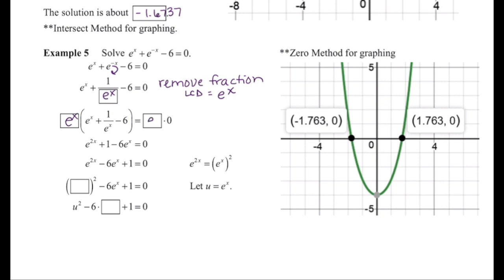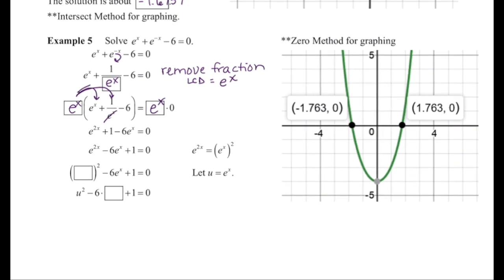And what we do to the left side, we have to do to the right side, but we know that 0 times e to the x will be 0 anyways. All right, so here I have e to the x times e to the x. When I multiply powers with the same base, we add our exponents. So I'll have e to the power of 2x. Then I'll have e to the x times 1 over e to the x, which will end up canceling, so I'll have plus 1. And then I'll have e to the x times negative 6, which is negative 6e to the x, still equal to 0.